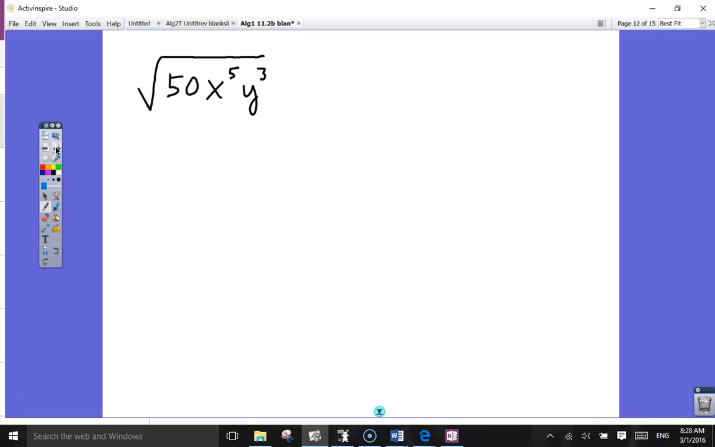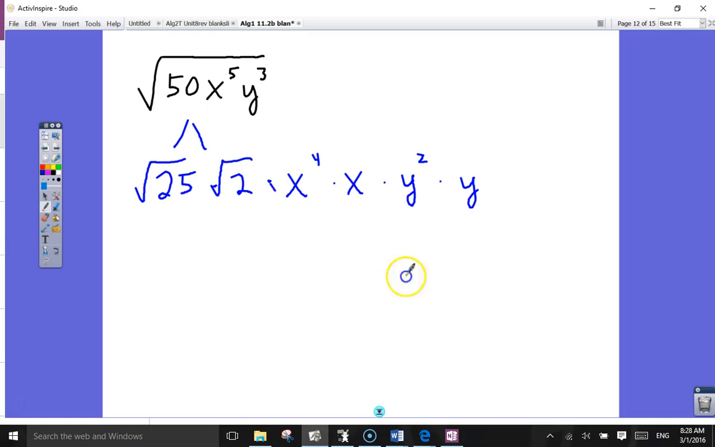Again, every time we do this, we're not going to go to the calculator and make a table of values. I mean, we've got to think: 50 equals 25 times 2. So let's make this a 25 times 2. How about the x to the fifth? How should we split that up? X to the fourth times x to the first, right? How about the y to the third? Y squared times y to the first. So now we can take the square root of every one of those.